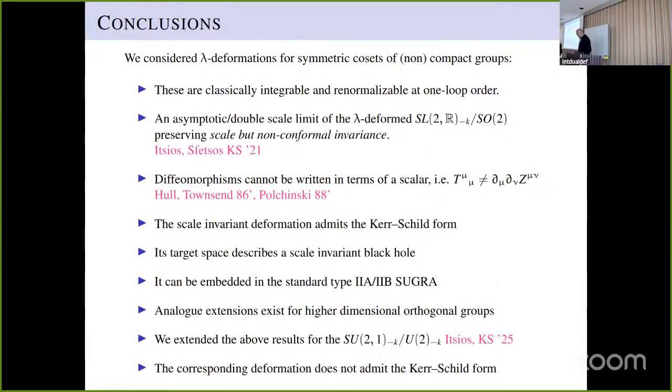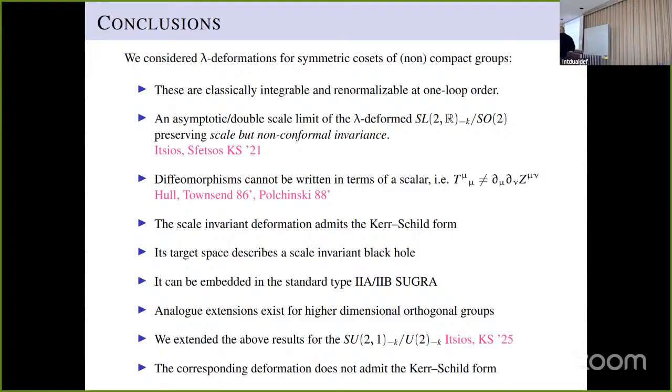So let me now conclude. What I presented to you here are lambda deformations for symmetric cosets, basically focusing on non-compact groups. These are classically integrable and renormalizable at one loop order.